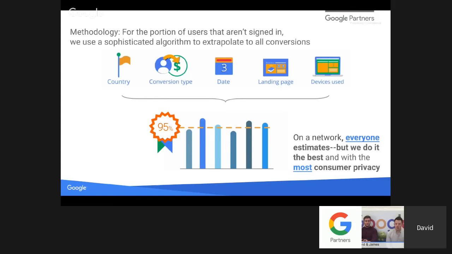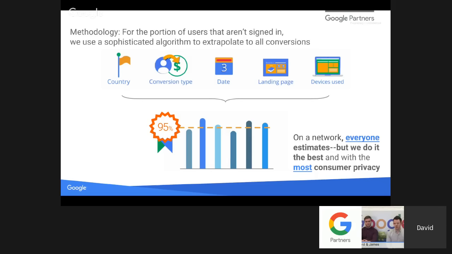As for the methodology, I mentioned that we draw on several behavioral signals when analyzing and estimating for occurrences of cross-device conversions elsewhere. And here is a sample of some of those signals that we draw on. So this is when we're analyzing the non-signing user data. So we look at things like the country where the search took place before conversion, the conversion type, the dates, the landing page, the devices used, etc.